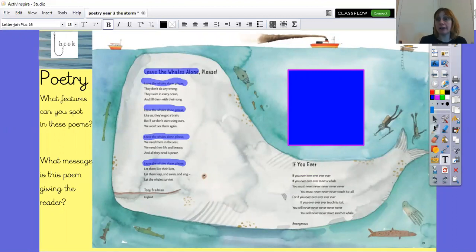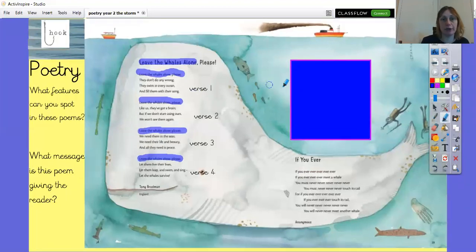So if I type, we've got verse 1, we've got verse 2, we've got verse 3, and we've got verse 4. There we are. 4 little bit sections of writing. They're called verses when they're organised in poems. Okay, let me try and find a different coloured highlighter and have a go at doing this for you.